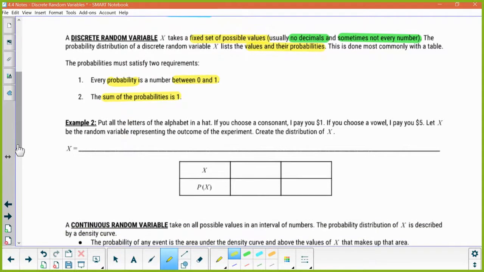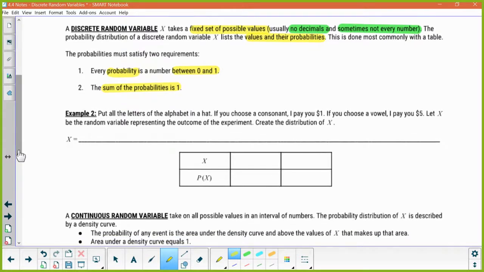Now, just another way to kind of take an example and build a probability distribution. Put all the letters of the alphabet in a hat. If you choose a consonant, I pay you $1. If you choose a vowel, I pay you $5. And so we're going to let X be the random variable representing the outcome of the experiment, create the distribution of X. Now, typically on an AP exam and on an exam for me, you have to define what are you calling X.